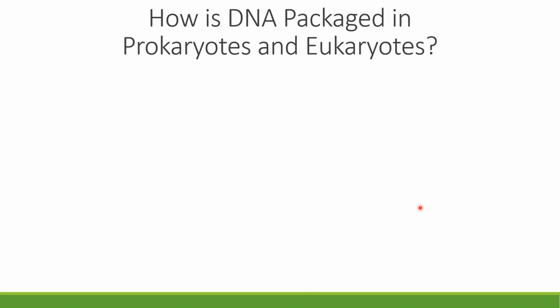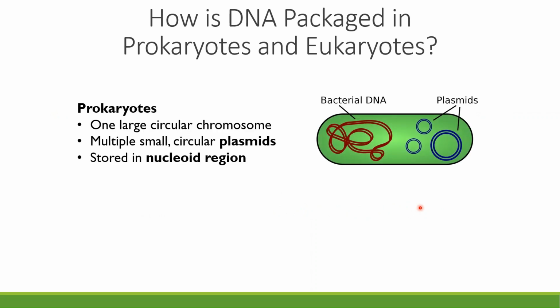All right, so now that we've talked a little bit about the basic structure of DNA, let's take a look at how it's packaged for prokaryotes and eukaryotes. Let's start with prokaryotes. They have essentially one large circular chromosome. Might look something like this. It's not a perfect circle there. And that's going to be their main genetic information. That's going to store everything that bacteria need to survive day-to-day.